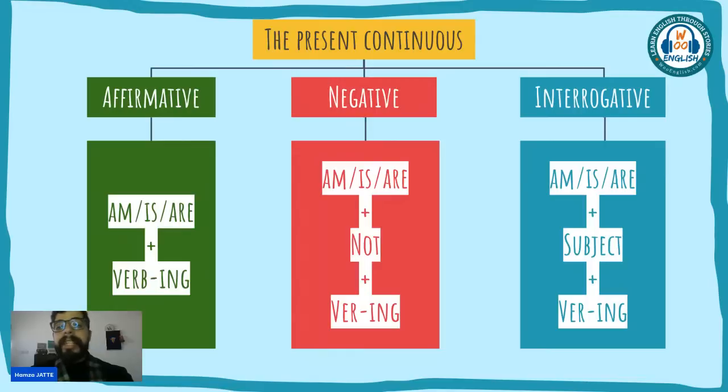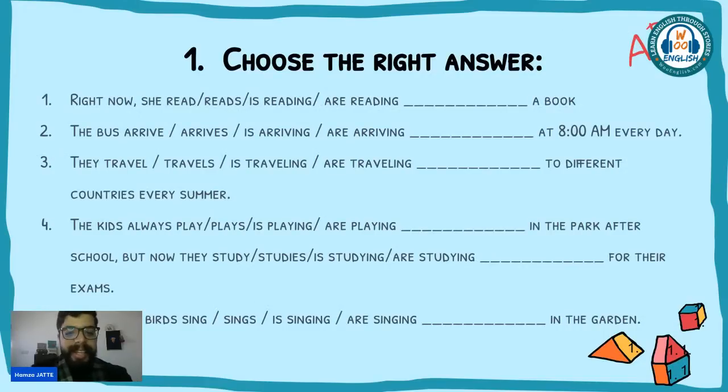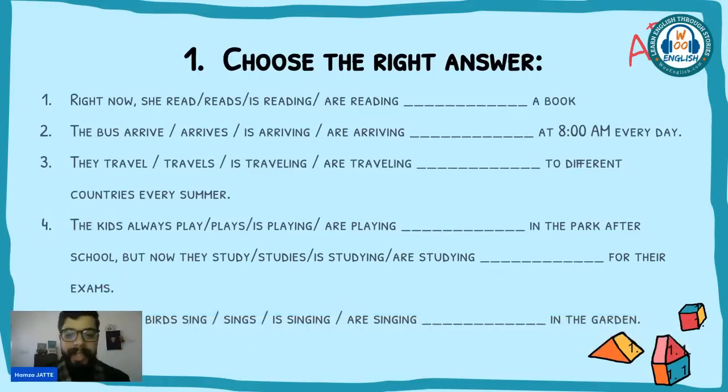So for the interrogative, we say am, is or are plus subject. So we reverse. So am I drinking coffee? Are you drinking coffee? Is he drinking coffee? Etc. Etc. All right. So let us see a quick exercise. I know that you guys. All right. Not you don't doing, but you are not going. You are not going, Getika.